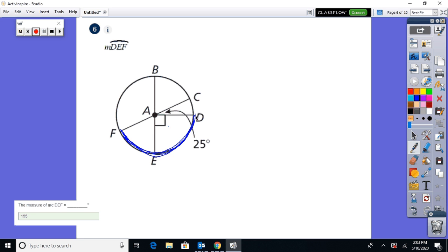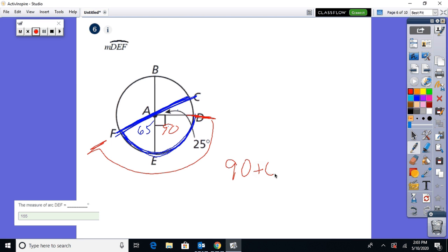I know I got 90 here, 25 here. So I got a diameter, it's half the circle. So let's subtract some things. So I've got 180 minus the 90 minus the 25 leaves me with 65 right there for that little arc or central angle. And I want DEF, so I am essentially going from the D swooping around to the F. So I've got to add together 90 and 65. And of course that gives me 155 degrees.